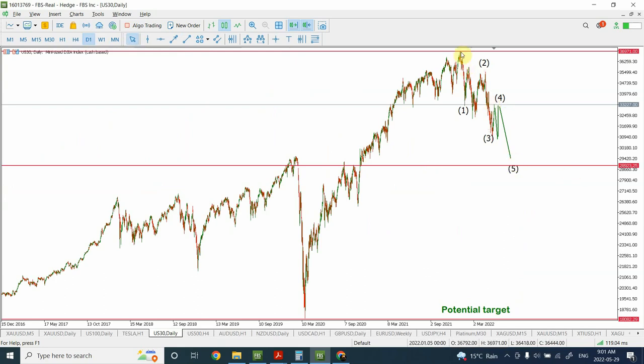And once the price structure starting from the top is complete, we'll discuss possibilities of some sort of correction, a flat correction or a zigzag correction. There's also a possibility that this could be something completely different. But right now I'm considering that this is wave 1, 2, 3, 4 and 5.